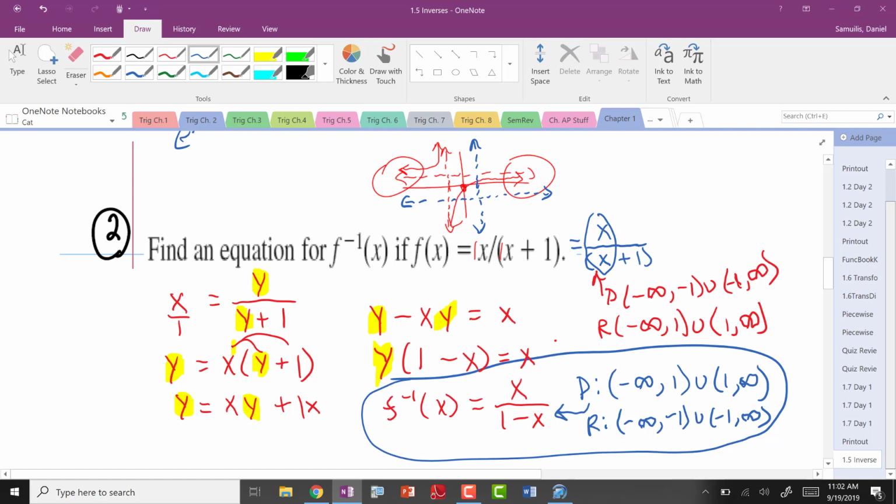0! So I plugged in 0 for x, and I got 0 for y. And then the same thing with this one. What's 0 over 1 minus 0? So the new function and the old function share that point.